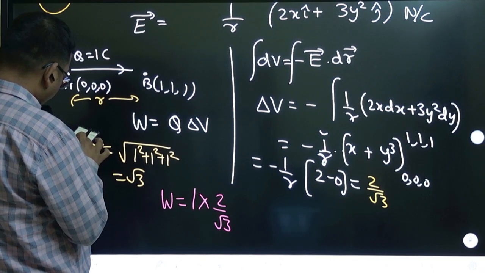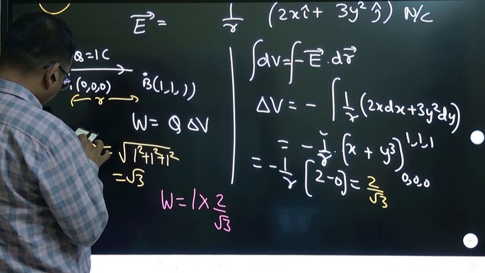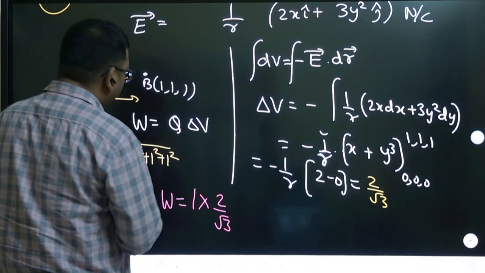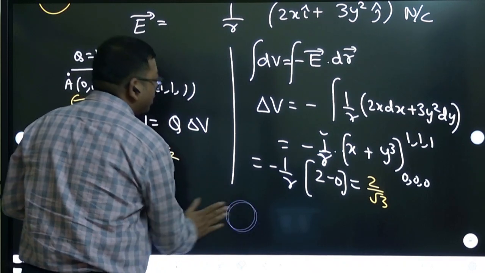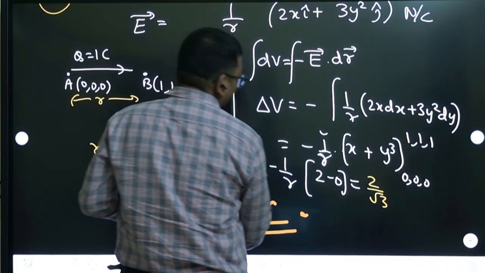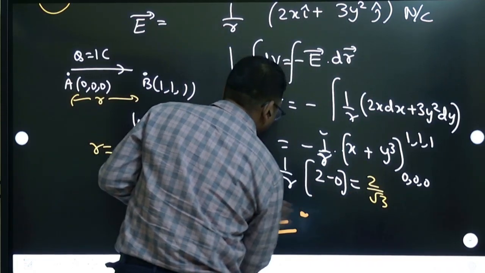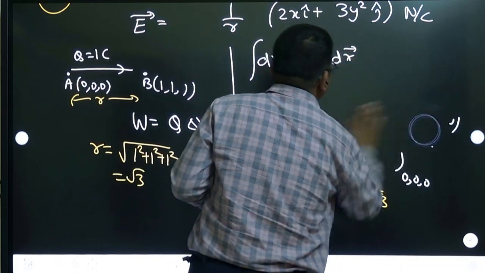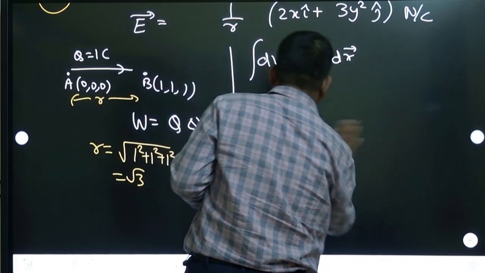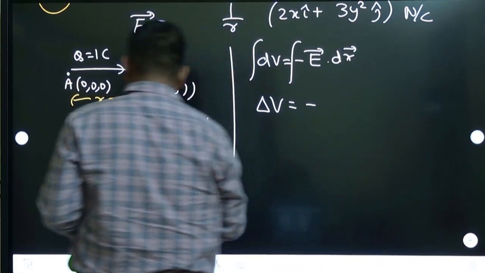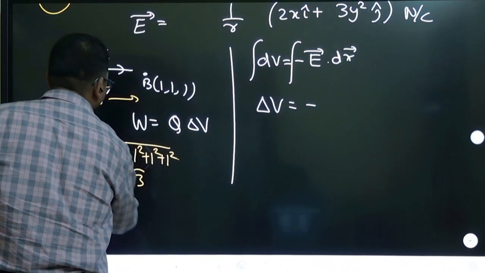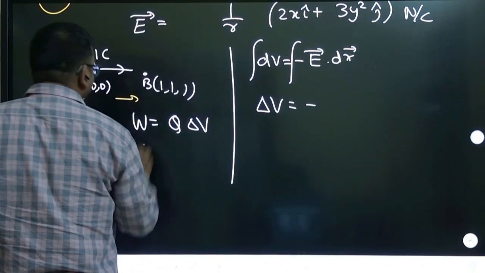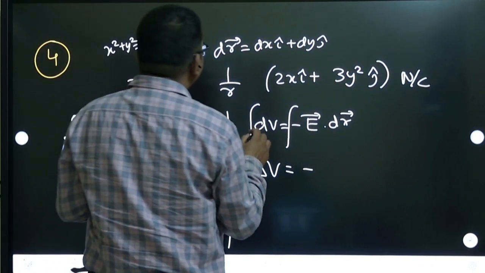Here, y cube is there or what? I think y cube is given, not y square. Right, this is y cube. One second, I'll substitute this here again. Y cube is given here in this integration.